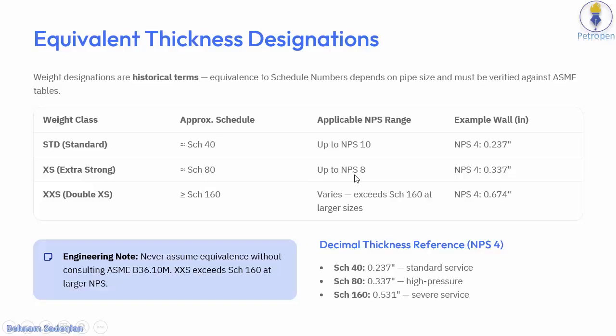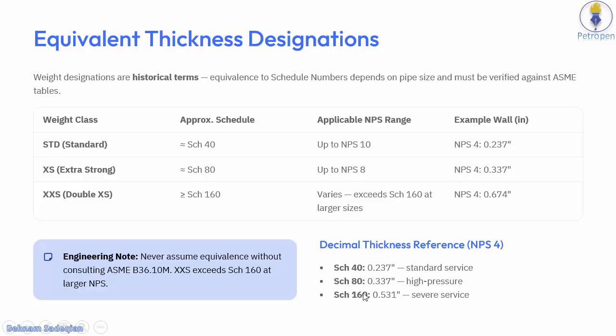Double extra strong or XXS designation is more complicated. For some pipe sizes, it's close to Schedule 160, while for larger sizes, it can actually exceed Schedule 160. This is why engineers should never assume that weight classes and schedule numbers are always interchangeable. Instead, the correct equivalent must always be verified using the ASME B36.10M tables.